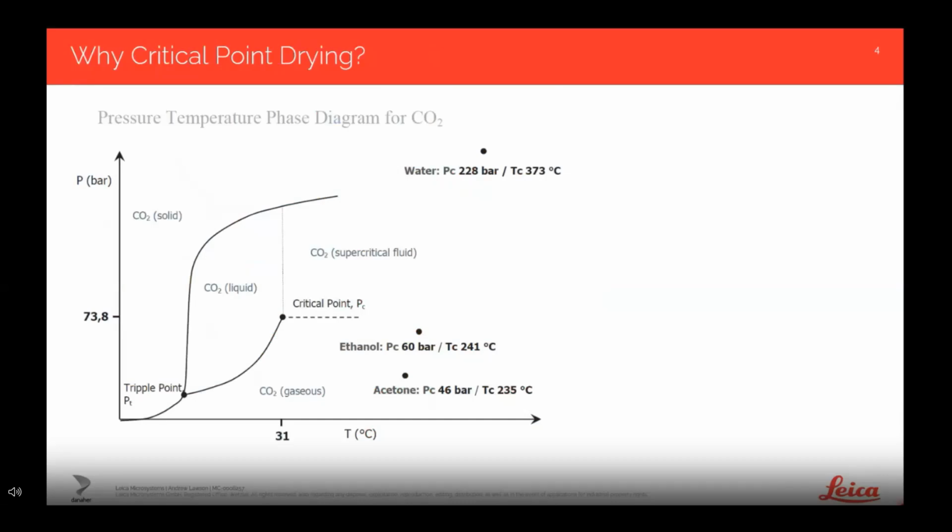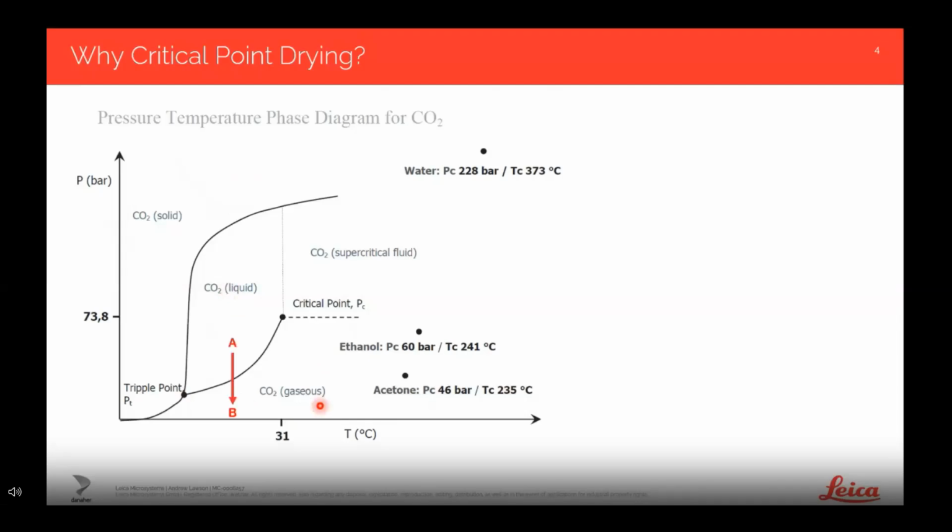So that brings us to critical point drying. Why would we critical point dry? Here I'm showing a pressure temperature phase diagram for CO2, and we'll ignore that CO2 component and just think about the physics of the phase diagram first, and then come back to why CO2 in just a minute. Here we have again the pressure temperature phase diagram of CO2. You'll see a triple point here where solid, liquid, and gas could potentially exist at a certain temperature and pressure. And then following these lines, we have a solid region, a liquid region, and a gaseous region for our medium.